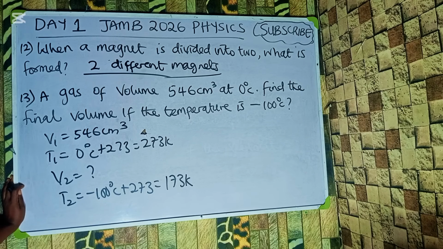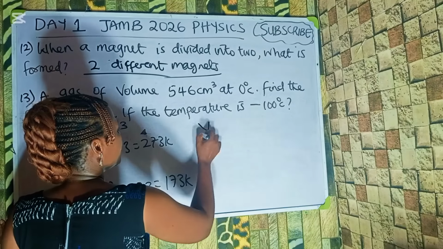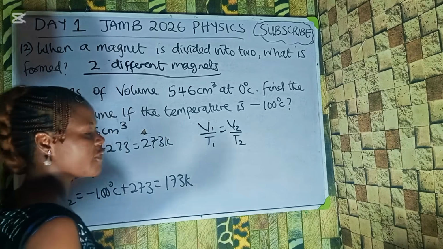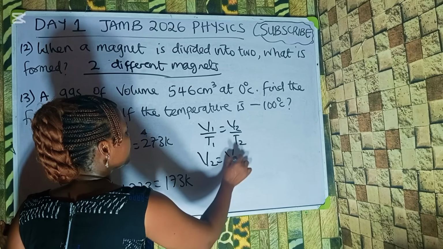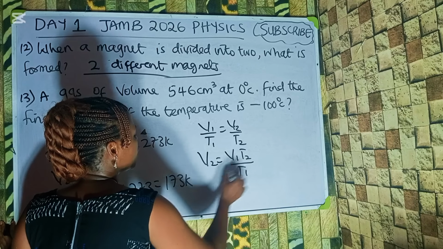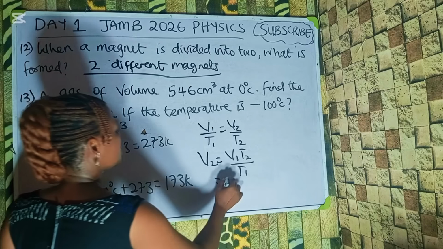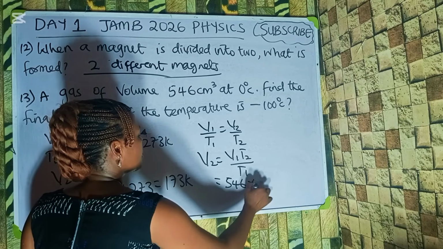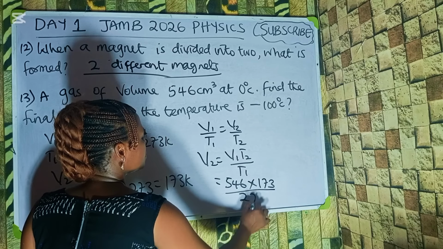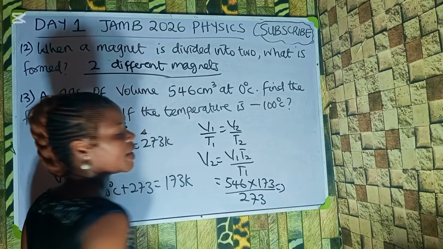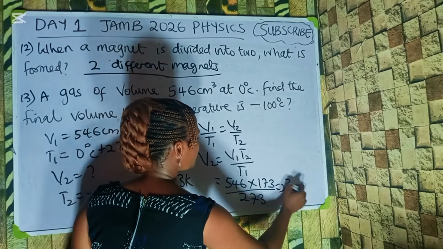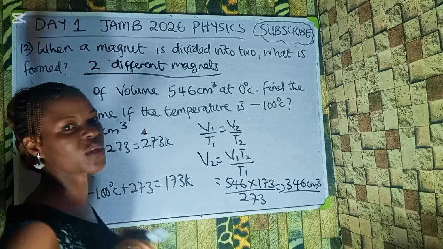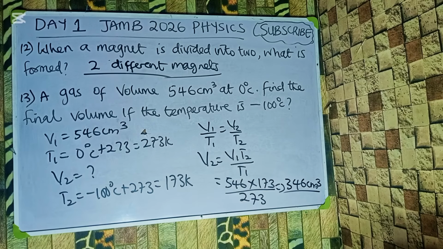We apply Charles' law, which states that V1 over T1 is equal to V2 over T2. Since you're looking for V2, V2 is equal to V1 times T2 over T1. So let's solve. V1 is 546 times T2, which is 173, all over 273. Let us multiply and divide to get the answer. The answer is 346 centimeter cube. This is how to solve it. When you see a question like this, this is how you're going to solve it. Let's go to the next one.